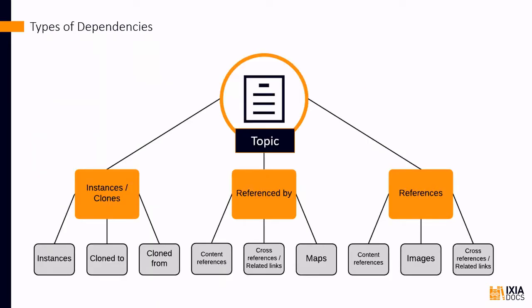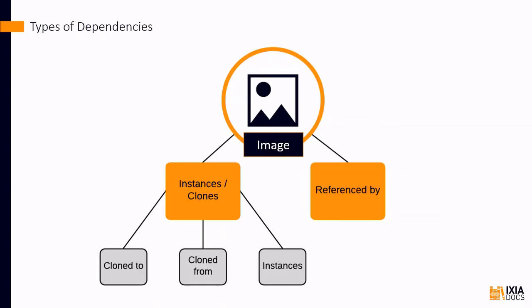There are all kinds of dependencies in CCMS Web. For each object, dependencies are categorized into different types, like referenced by or clone. And these types are broken down into subtypes, like maps, topics, images, and cross-references. Every type of object has different types of dependencies, though they often have similar ones. For instance, topics can reference images, content references, or other topics through related links and cross-references. Images don't reference other things at all. They're only ever referenced by other objects. However, both images and topics can have clone dependencies.